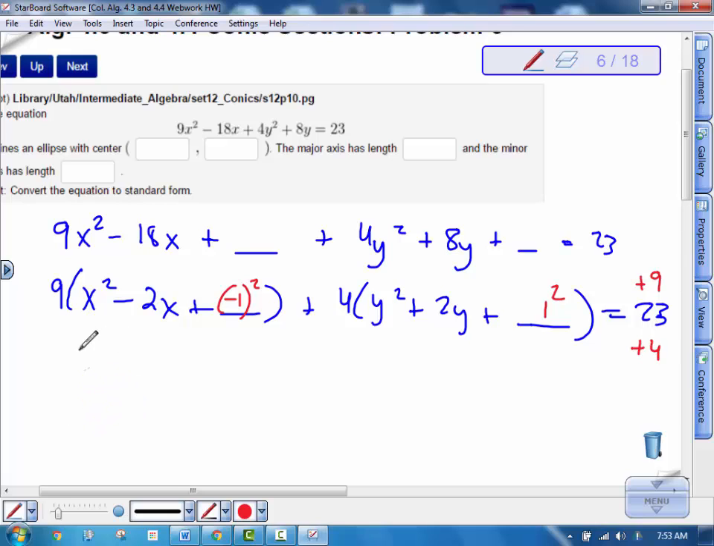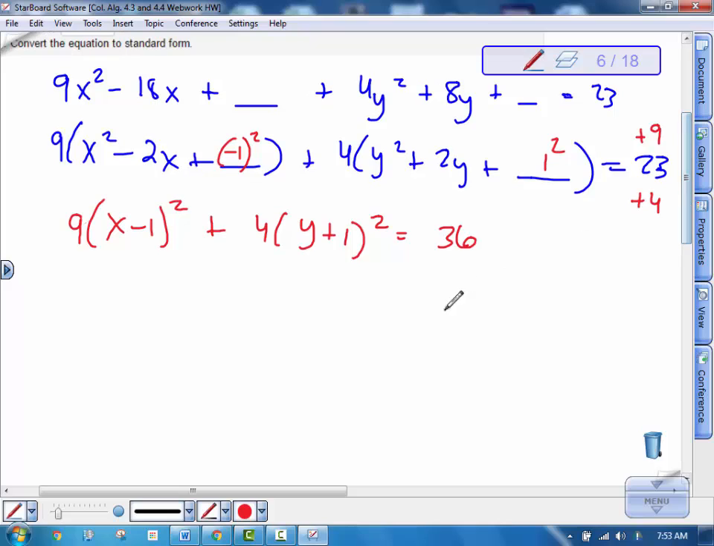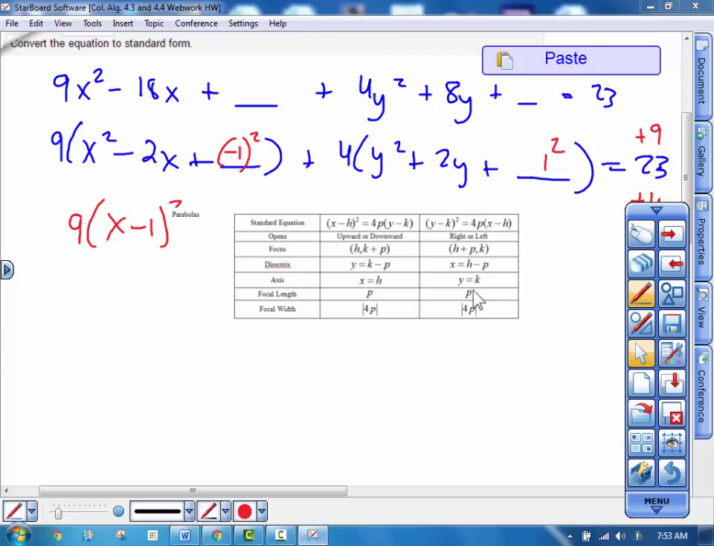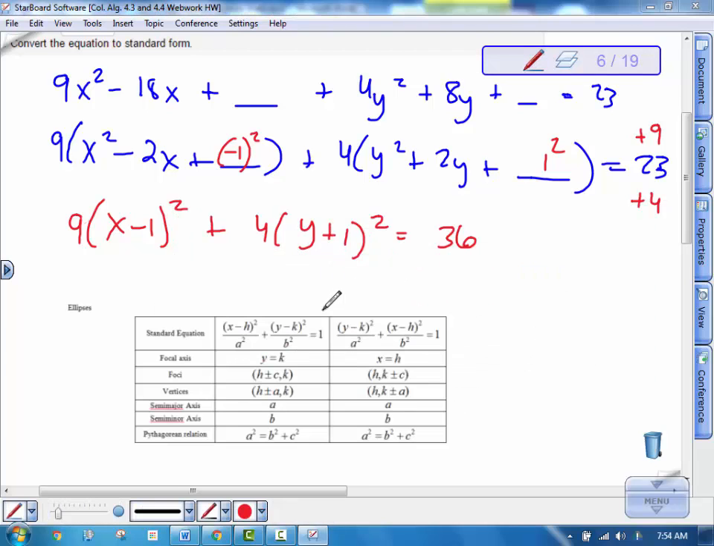Now this makes a perfect square trinomial, so it makes it x minus 1 squared. This becomes y plus 1 squared, and this becomes 23 plus 9 plus 4, which is 36. Okay, now standard form for an ellipse, if you look at your formula sheet, is, I'm sorry, that's a parabola. It's equal to 1. So I need to get it equal to 1. So I'm going to divide everything through by 36 to make sure that this equals 1.